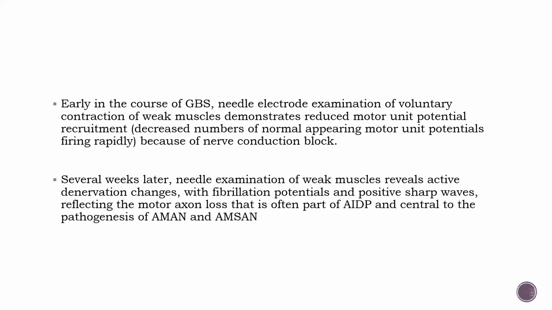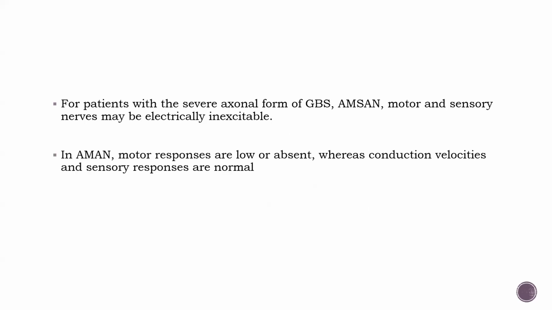Several weeks later, needle examination of weak muscle reveals active denervation changes with fibrillation potentials and positive sharp waves reflecting motor axonal loss that is often part of AIDP and central to the pathogenesis of AMAN and AMSAN. For patients with the severe axonal form of GBS, AMSAN, motor and sensory nerves may be electrically inexcitable. In AMAN, the motor responses are low or absent, whereas the conduction velocities and sensory responses are not.